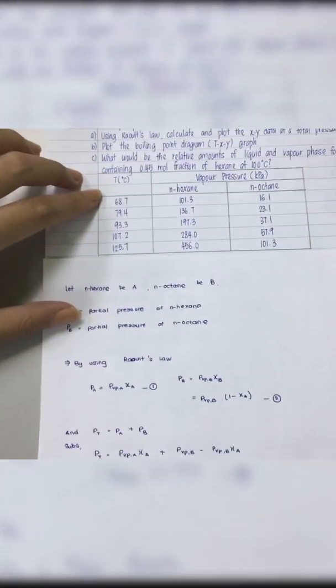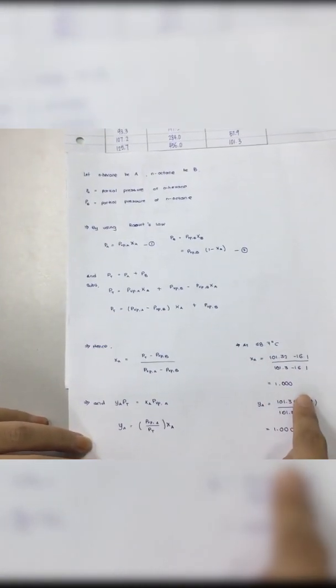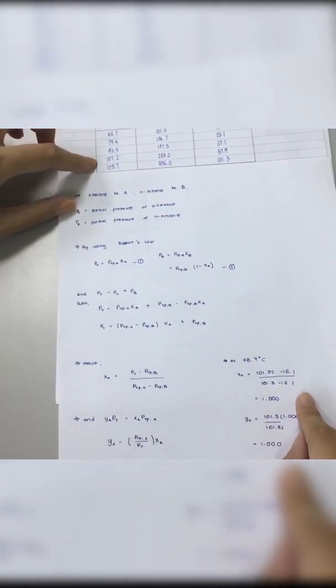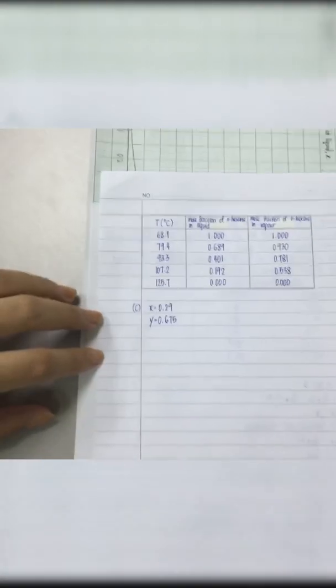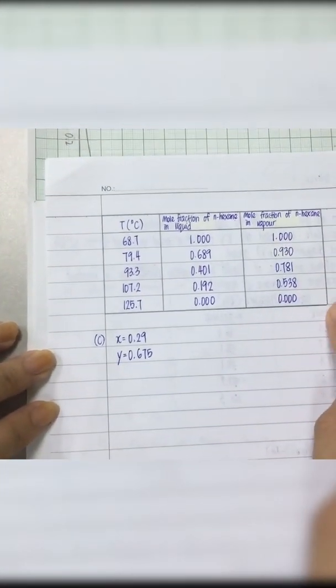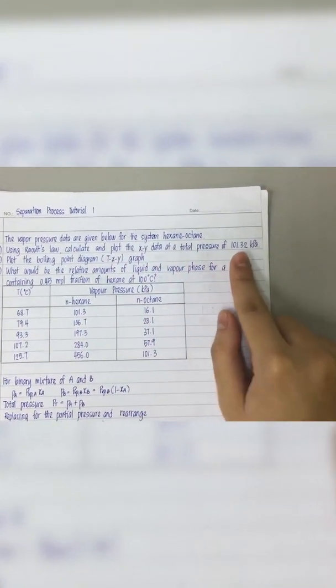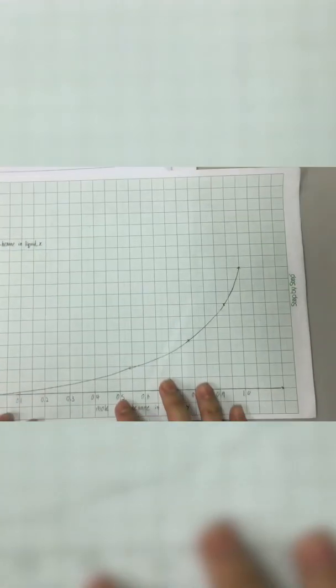By using these two formulas at 68.7 degrees Celsius, we substitute all the information from the table. We'll get XA equal to 1, YA equal to 1. And we use the same formula for the following data. We'll get the data XA and YA in this table. Now we will plot the x and y data at a total pressure of 101.32 kilopascal using the data we have calculated previously. This would be the graph, where x is the mole fraction of n-hexane in liquid and y is the mole fraction of n-hexane in vapor.